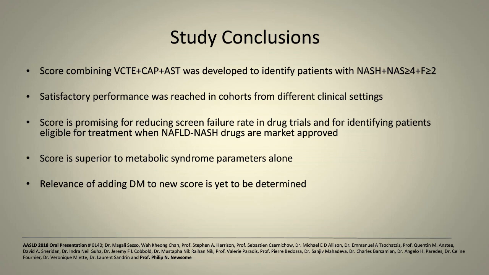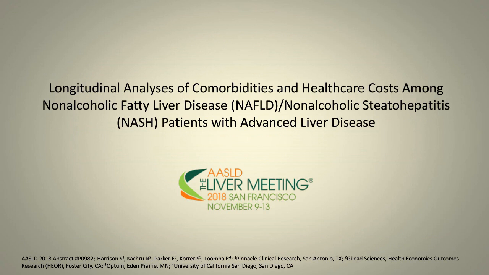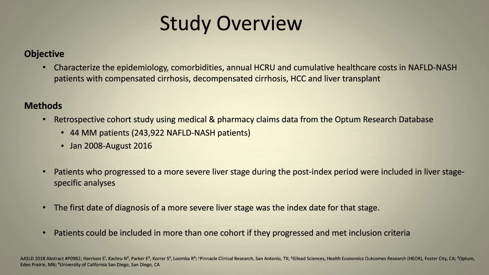Now, I'm going to shift gears and talk briefly about some of these healthcare utilization studies that were presented, because I think it's important to hone in on the health economics of this patient population. So just very quickly, the first abstract was a retrospective cohort study using medical and pharmacy claims data from this Optum research database. So 44 million patients were evaluated, and about 250,000 of them had fatty liver disease. And ultimately, patients were looked at from the first date of diagnosis of a more severe liver stage, and that was their index date, and then they followed them from pre-index to post-index.